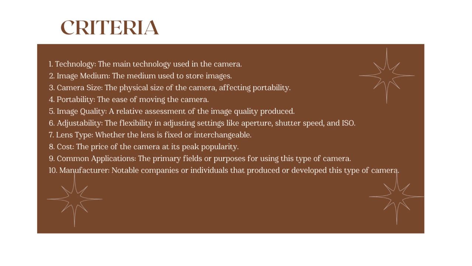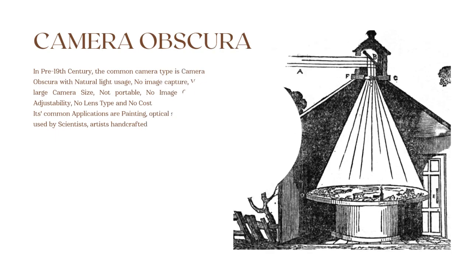6. Adjustability, the flexibility in adjusting settings like aperture, shutter speed, and ISO. 7. Lens type, whether the lens is fixed or interchangeable. 8. Cost, the price of the camera at its peak popularity. 9. Common applications, the primary fields or purposes for using this type of camera. 10. Manufacturer, notable companies or individuals that produced or developed this type of camera.